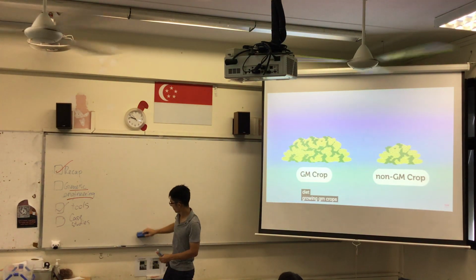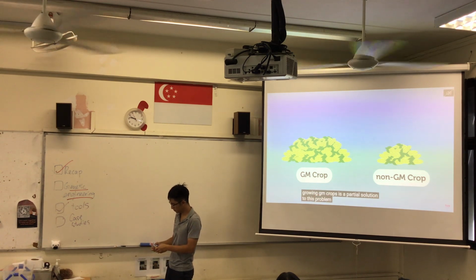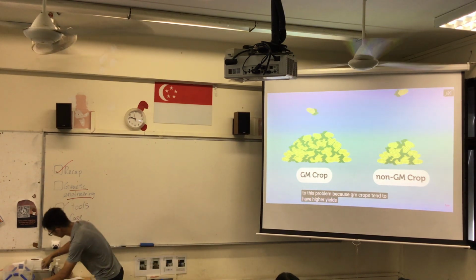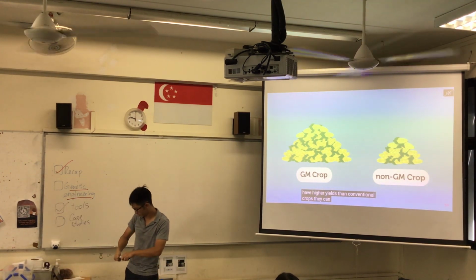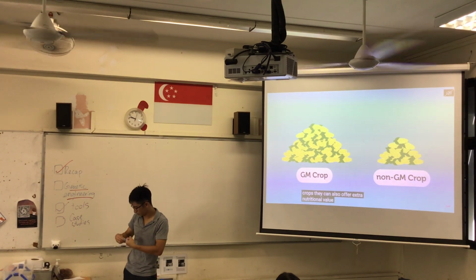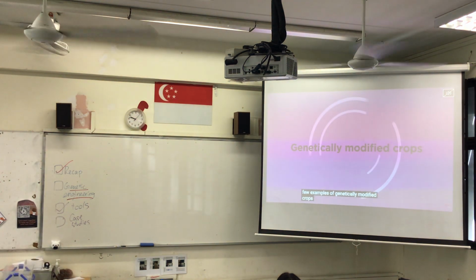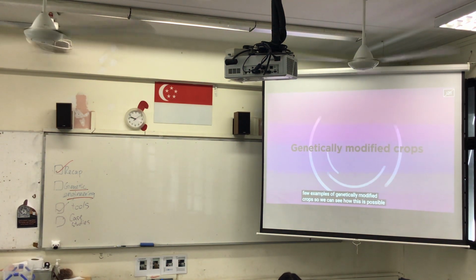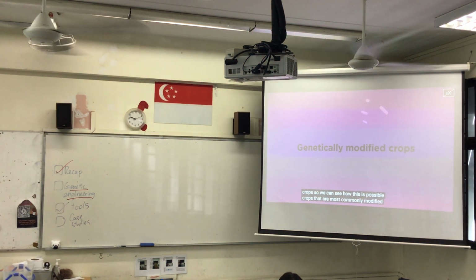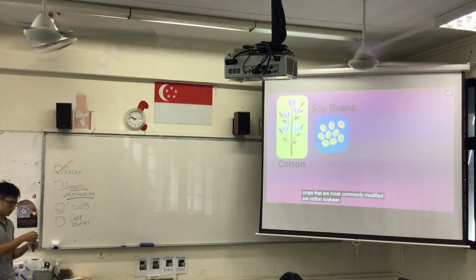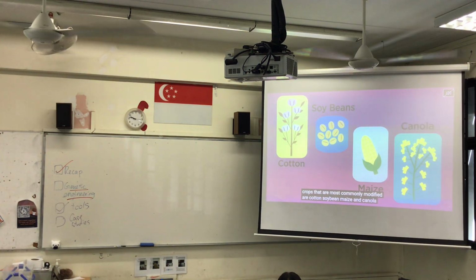Growing GM crops is a partial solution to this problem, because GM crops tend to have higher yields than conventional crops. They can also offer extra nutritional value. Let's take a look at a few examples of genetically modified crops so we can see how this is possible. Crops that are most commonly modified are cotton, soybean, maize, and canola.